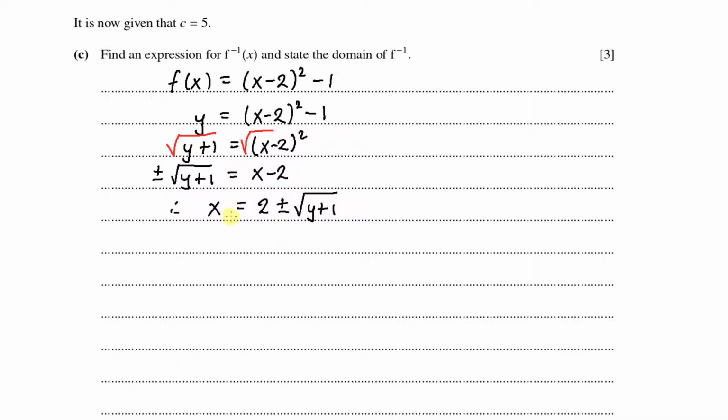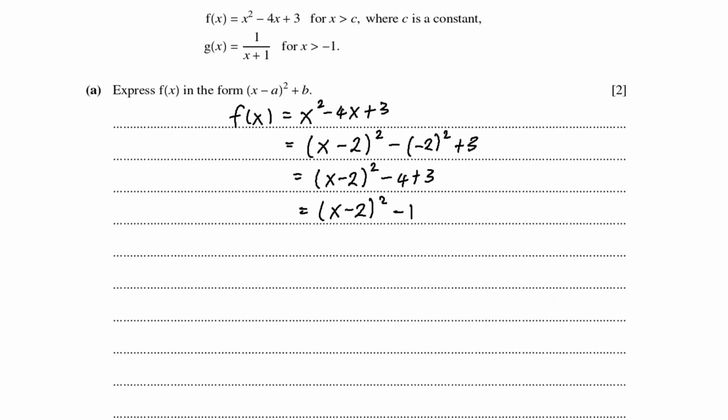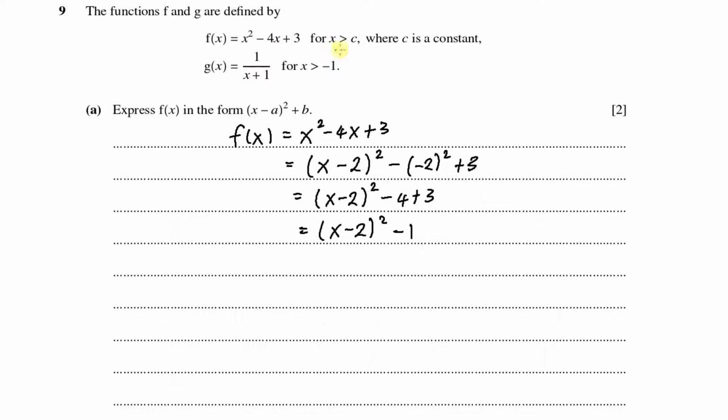And then if we interchange variables, we're going to get y being equal to 2 plus or minus the square root of x plus 1. So that means therefore that f inverse of x is going to be 2 plus or minus the square root of x plus 1. But now you need to understand something. From the question here, the function f of x is defined for the domain x is greater than c.